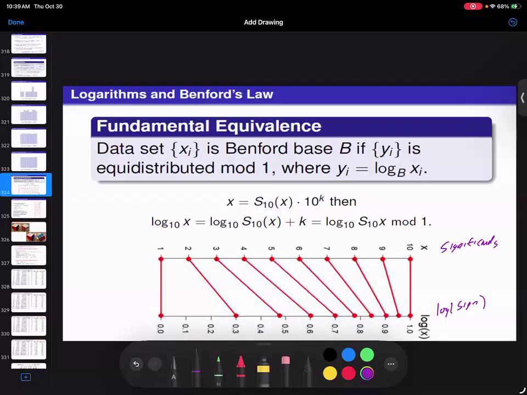The log of 1 is 0, and the log of 10 is 1. If I want my number to have a first digit of 1, it has to live between 1 and 2. The log of 1 is 0, the log of 2 is the log base 10 of 2. So this distance here is the log base 10 of 2, which is about 0.3. Similarly, over here, if I want it to be between 9 and 10, this is going to be the log base 10 of 10 minus the log base 10 of 9.